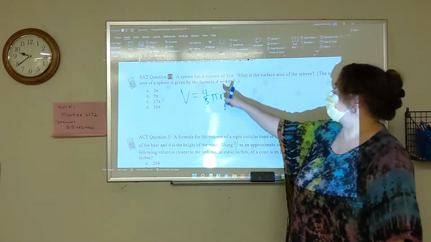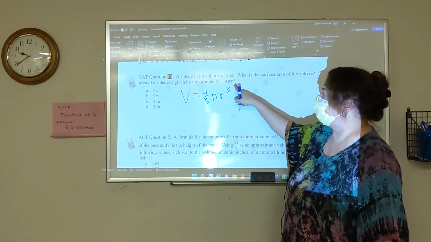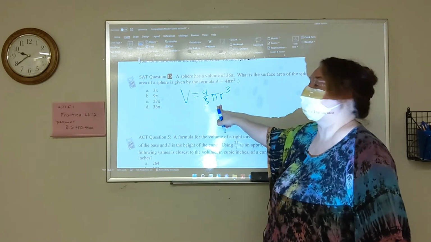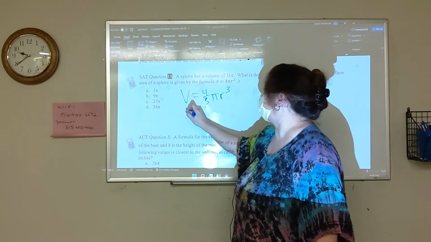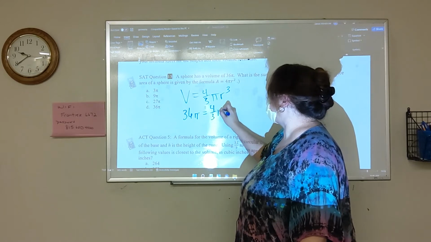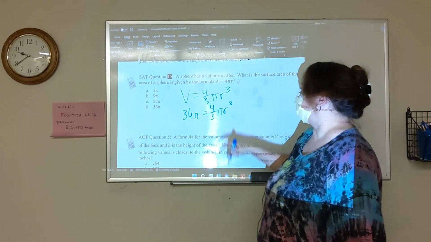They asked me for the surface area. I know I need my radius to get it. The only way I'm going to get my radius is from my volume. So let's fill in what we know. We know the volume is 36 pi. So I have 36 pi equals 4/3 pi r cubed, and I have to solve that for r.